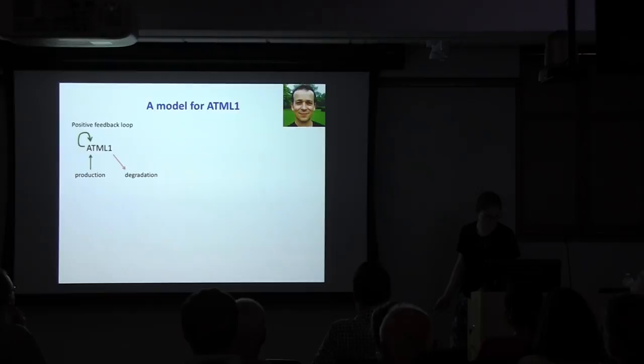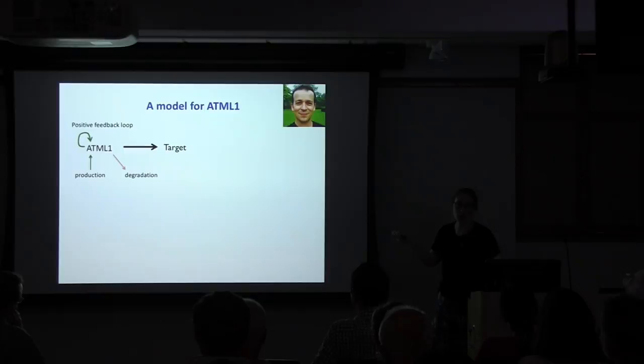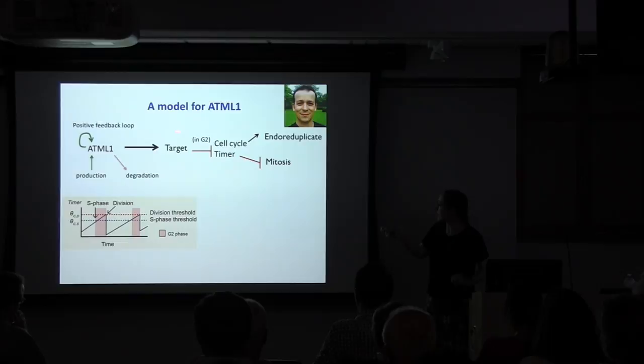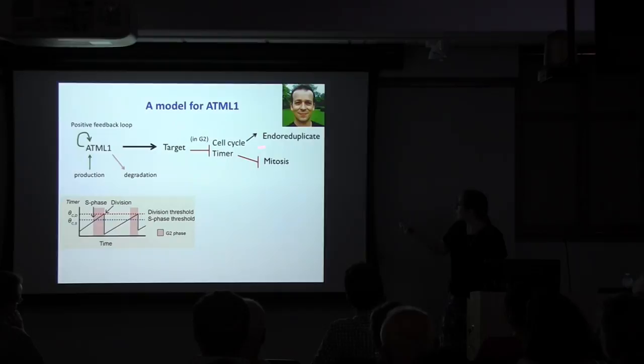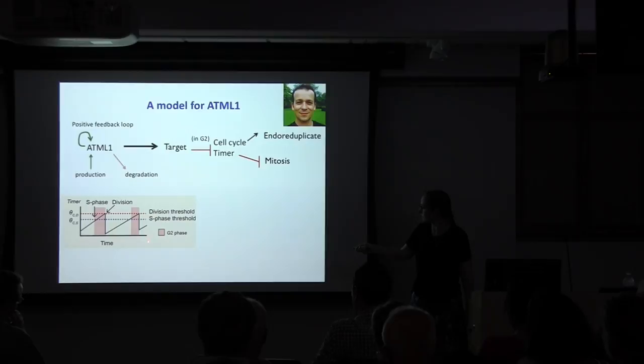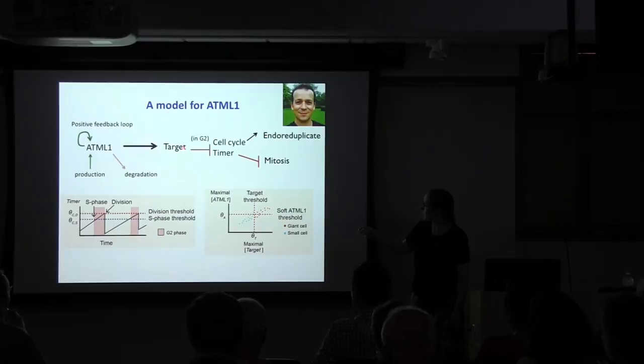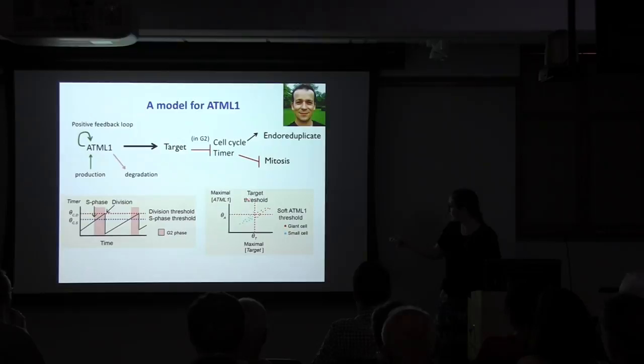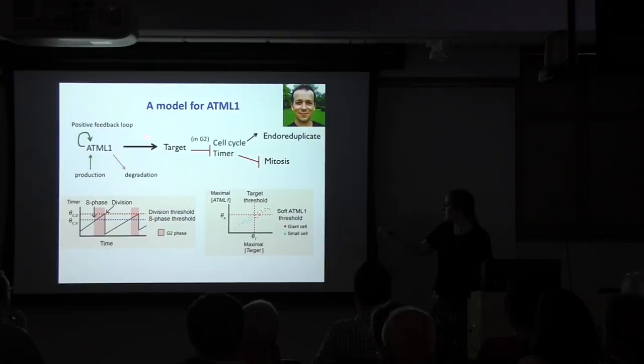And so then we think that ATML1 must control some downstream target gene, given that it's a transcription factor. It's going to be activating something. And that downstream target gene is going to regulate the cell cycle only in G2 phase to promote endoreduplication and inhibit mitosis. So we've got this cell cycle timer here, and it's just oscillating up and down to give us cell cycle time. But the behavior of ATML1 versus the target is really interesting because it produces a soft threshold. So the target has to cross a threshold during G2 to make a cell endoreduplicate and become giant. It generally follows ATML1, but there's a lot of stochasticity here.